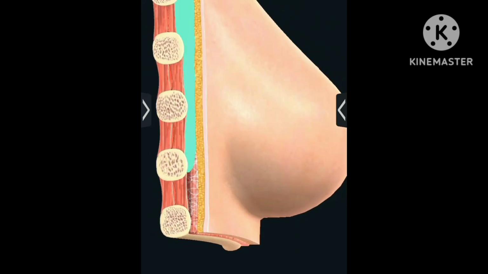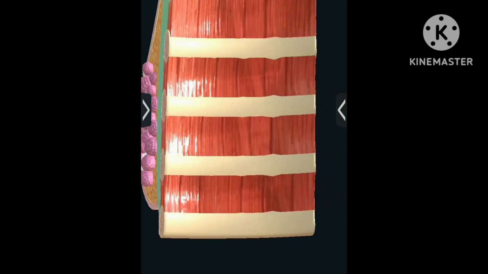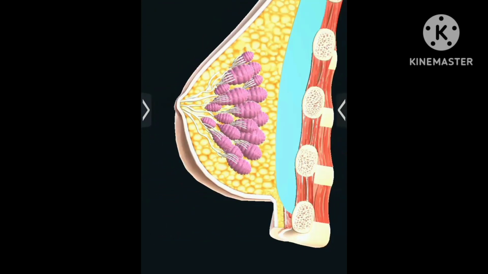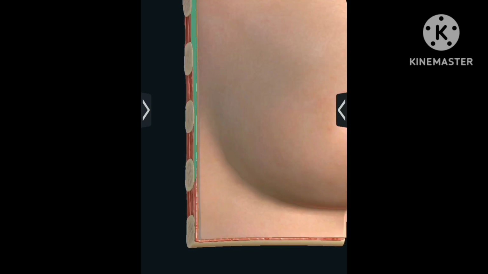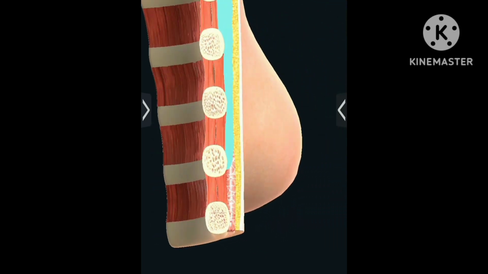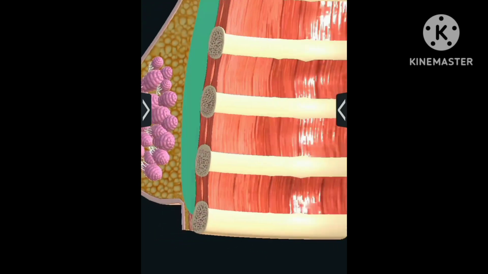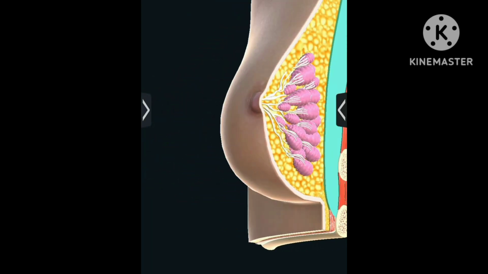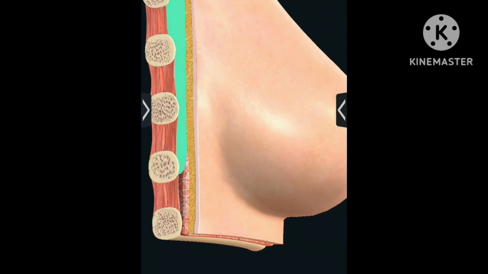It serves to flex, extend, and rotate the humerus, the long bone of the upper arm. Pectoralis minor is a thin, triangular muscle located beneath the pectoralis major. It attaches to the ribs, and serves to stabilize the scapula, the large bone of the shoulder.